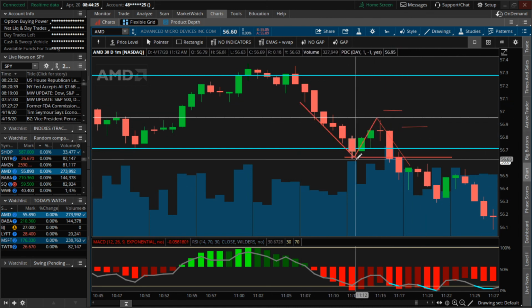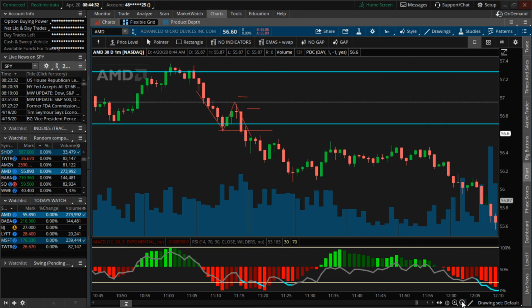But the moment this stock turns this previous day close into resistance right here, we know that at the break of the support, we enter, and then we got a nice ride down. Look at that, nice little run down. All right, now let's go to another stock, for example.